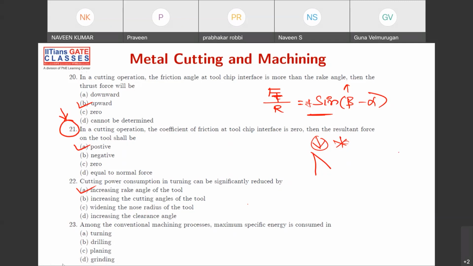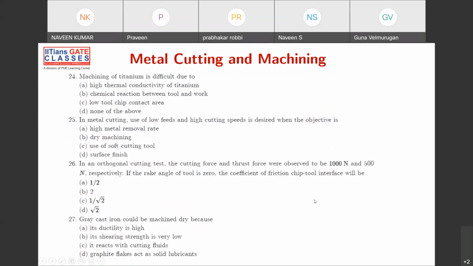Yes, Rishikesh, you are on the right logic. Less material is removed. That's the reason why specific cutting energy is maximum in this case, because power by MRR was our specific cutting energy. According to the process, turning will remove more material, so the denominator will be more. Drilling also will remove more material, denominator will be more. Planing also will remove more material, but grinding will remove very little material. As the MRR is less, the ratio is more. That's why specific energy is more in grinding. Is it okay? And also it is a surface operation, no? That's why.